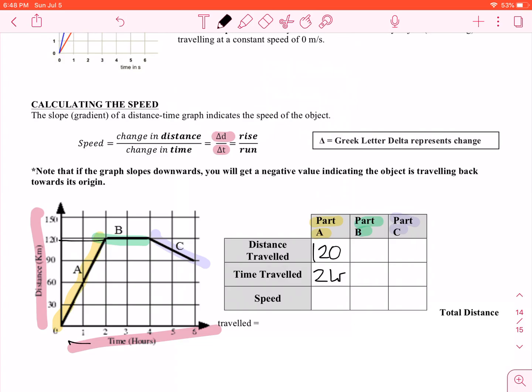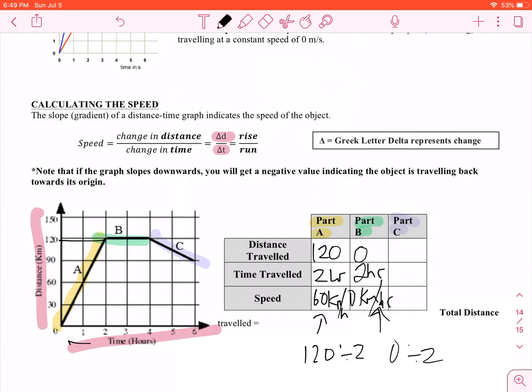Okay, so to get speed, we just have to divide it. So you would do 120 divided by 2, and we would get the speed 60 kilometers per hour. Okay, in part B, you'll notice there's no movement, so it's actually 0 kilometers, but still 2 hours have passed. So then we would just do 0 divided by 2, which is still 0 kilometers per hour. Okay, and then part C.